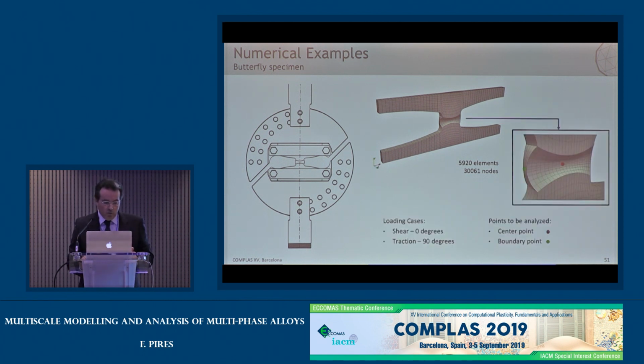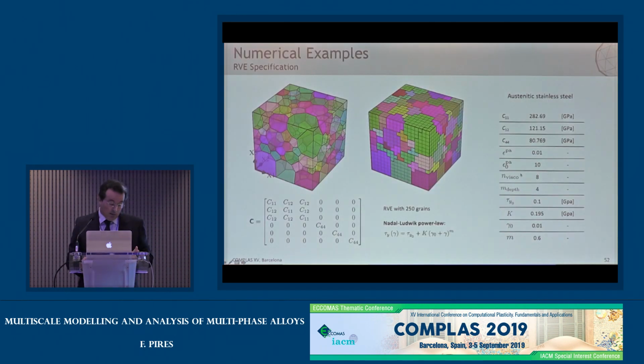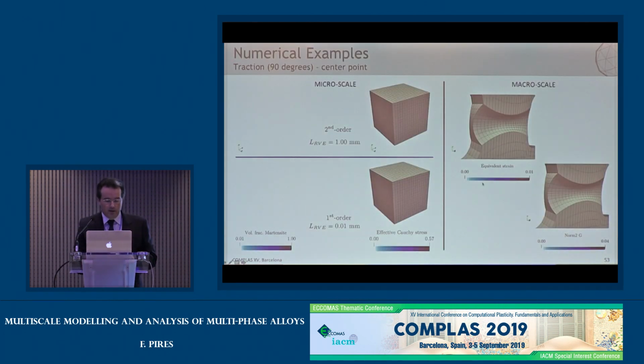I'll basically show one or two cases of this, and the points that we'll analyze are one point in the center of the specimen and the other one on the boundary of the specimen. Let's start with the microstructure of the material, which is again discretized with an RVE with 250 grains. It's again an austenitic stainless steel, and we'll do the same strategy that we showed before.